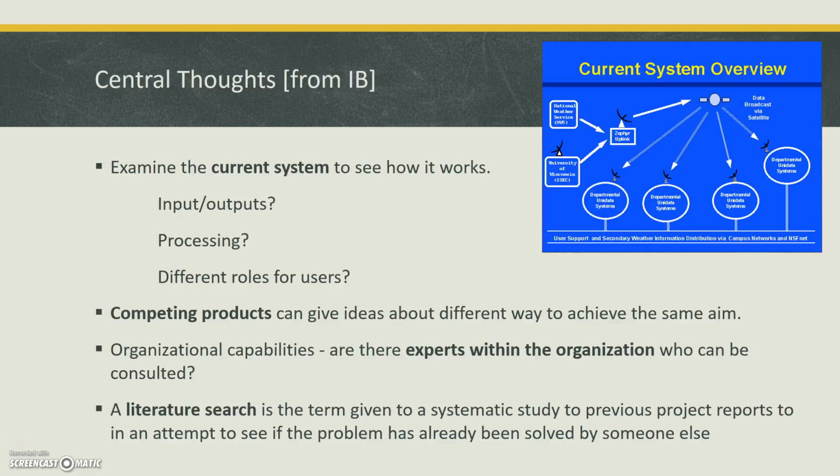What type of processing does it use, and what are the different roles for users? The competing products can give ideas about different ways to achieve the same aim. So I'll refer to this later. And sorry, the organizational capabilities: are there experts within the organizations who can be consulted? And a literature search is a term given to a systematic study of previous project reports in an attempt to see if the problem has already been solved by someone else.